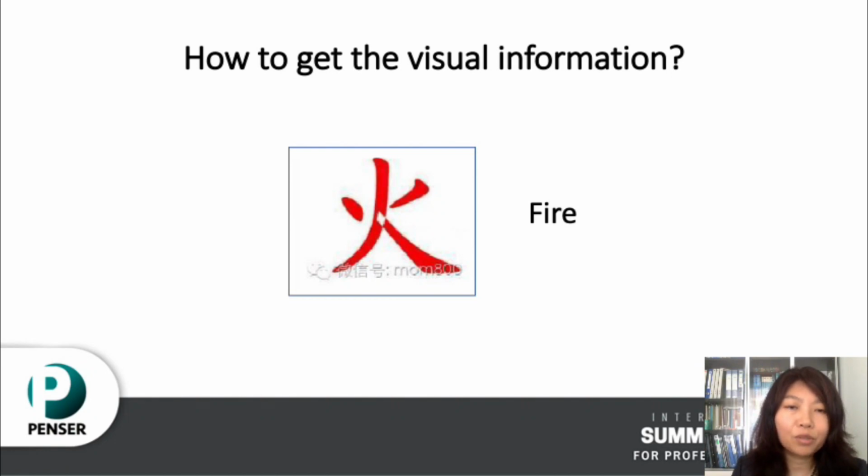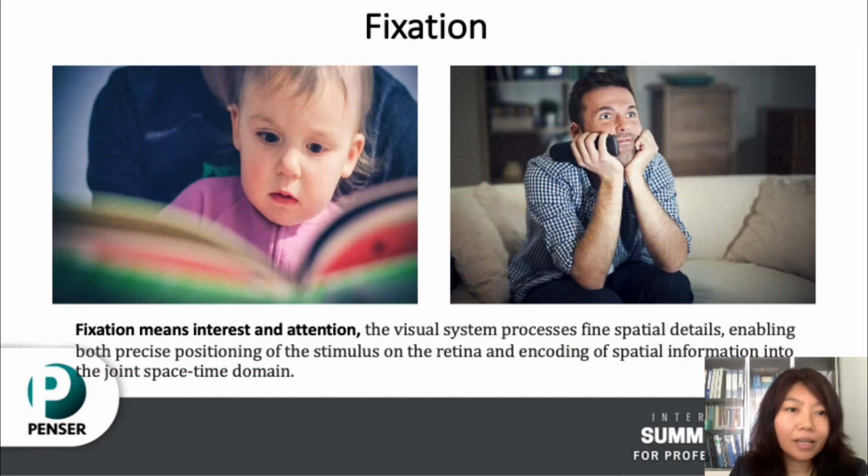How to get the visual information? So look at it, but how do we look? Here, if I give you a Chinese character, which means fair, I think that probably you may not know it, and then what you may do is to fixate on it, right? So to look at it, in fact, there are two processes. The first is to fixate on it, and the fixation.